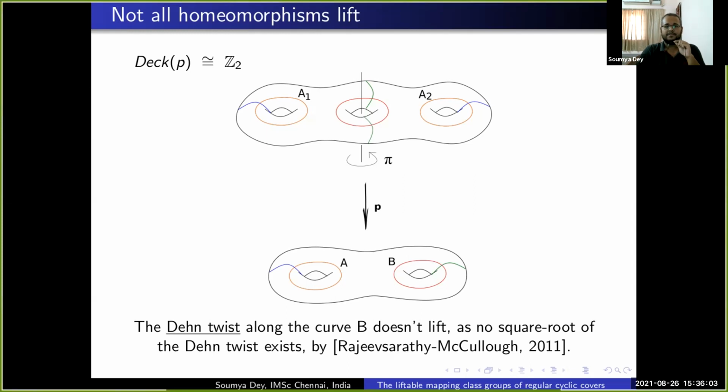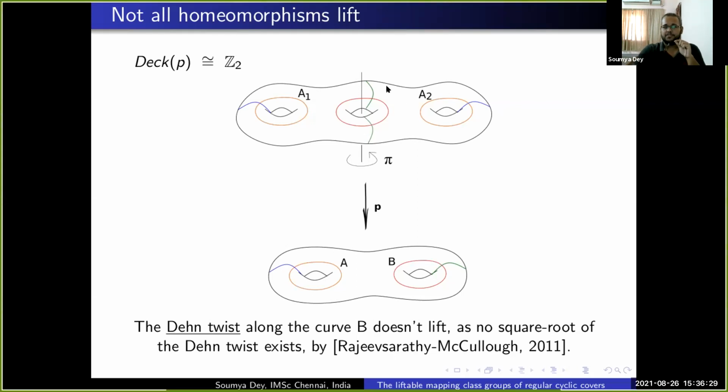So what is an example? This will be a standard example in our case. You have a genus 3 surface above and a genus 2 surface below, and you consider this vertical axis through the middle genus, and you rotate the whole surface along this axis by an angle pi.